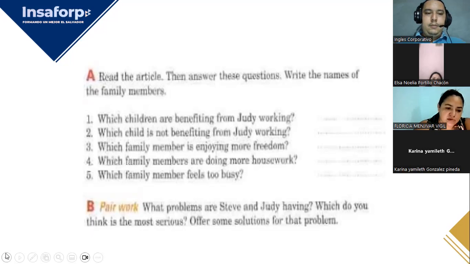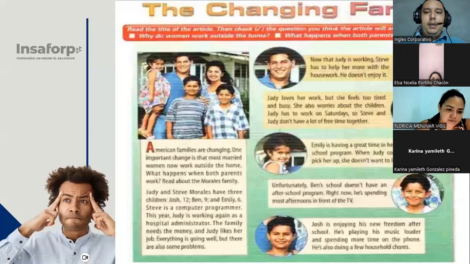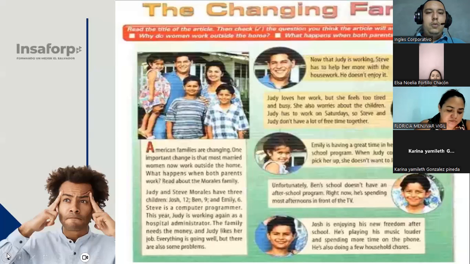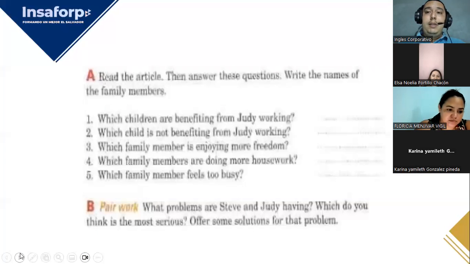Emily and Josh. Just the two of them. Emily and Josh. Okay, thank you. What about number two? Which child does not benefit from Judy working? Ben. Who? Ben. He is the one that doesn't receive something from Judy's work, right?